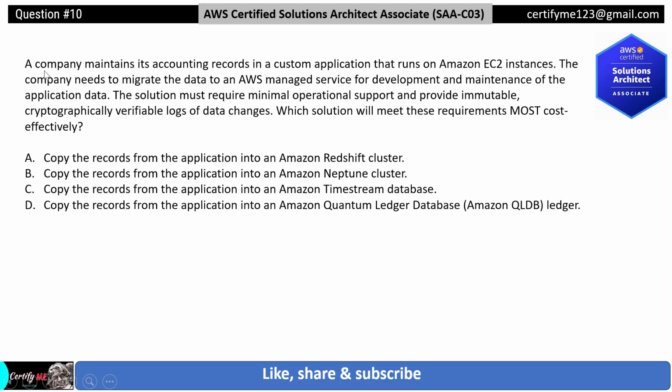So the last question is, a company maintains its accounting records in a custom application that runs on Amazon EC2 instances. The company needs to migrate the data to an AWS managed service for development and maintenance of the application data. The solution must require minimal operational support and provide immutable, cryptographically verifiable logs of data changes. Which solution will meet these requirements most cost effectively?